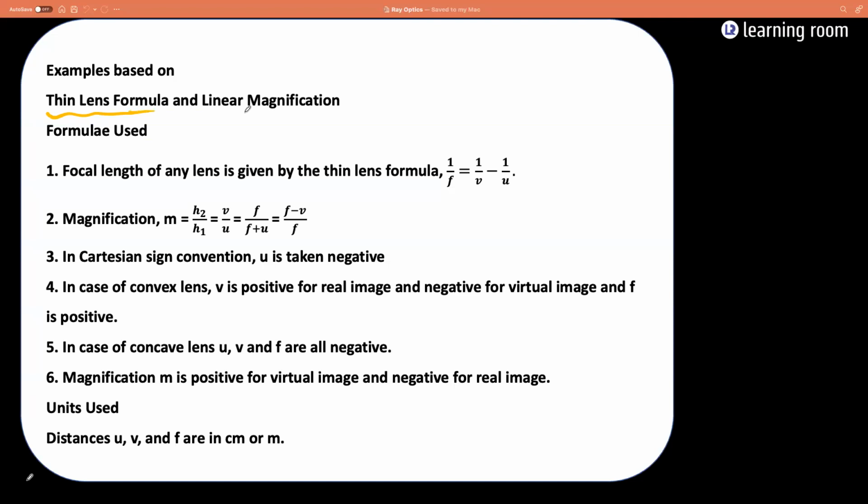Next, thin lens formula and linear magnification. Okay. So when I talk about the focal length of any lens, it is given by the expression 1 by v minus 1 by u is equal to 1 by f. Then what is the magnification? Magnification is equal to v divided by u. Right?